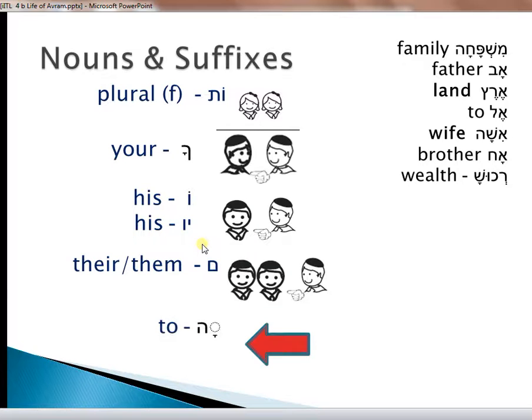And finally, here's our newest ending, our newest suffix. It's the kamatz, the heh at the end of a word. So it means to a place. He was going Artza Kanaan. He was going to Canaan. He was going Charana, to Charan.